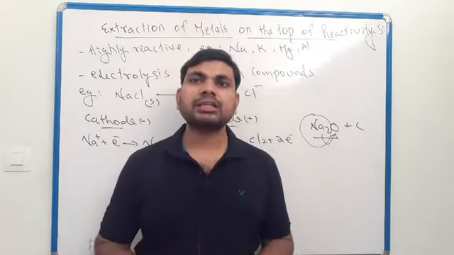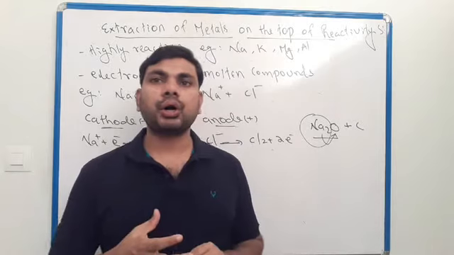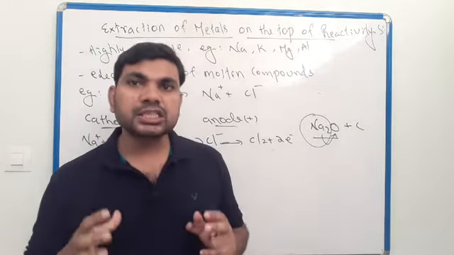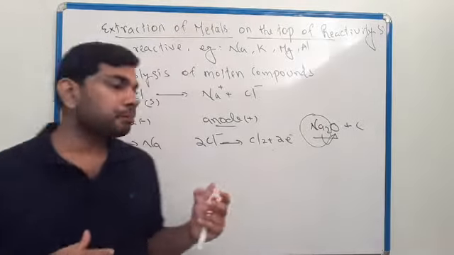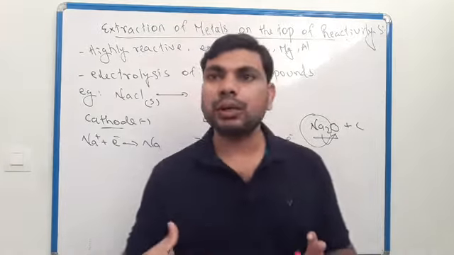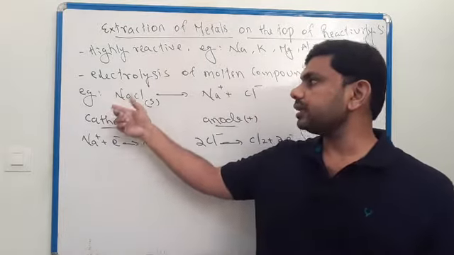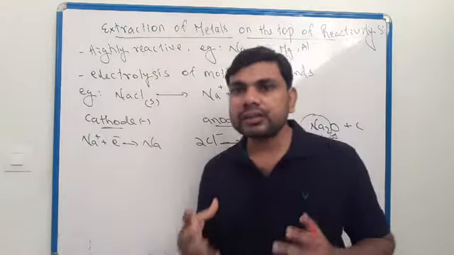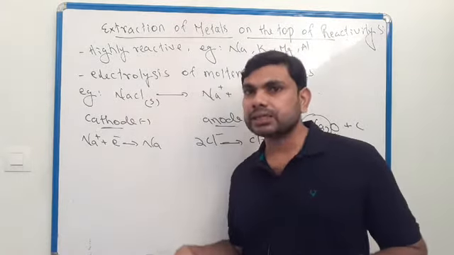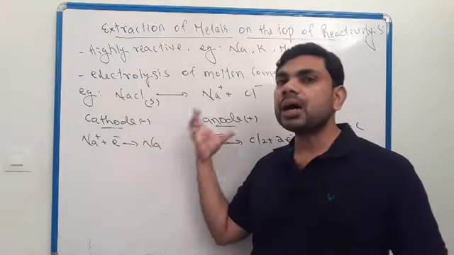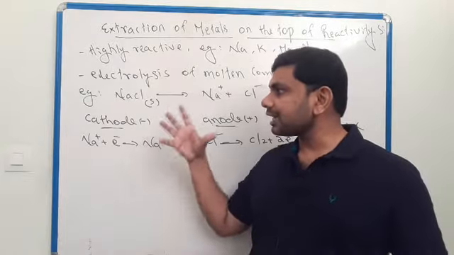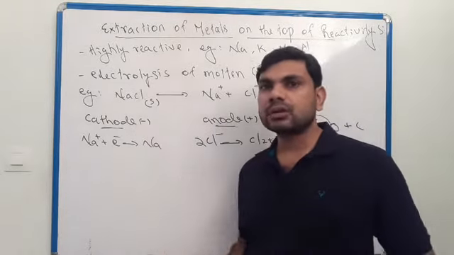We have to conduct electrolysis of the molten compound. An example of such electrolysis, look here, is sodium chloride. Sodium chloride on strong heating will melt. Sodium chloride in solid state is an insulator. After strong heating, it will melt. Molten sodium chloride passes electricity, and we will conduct electrolysis in molten sodium chloride.